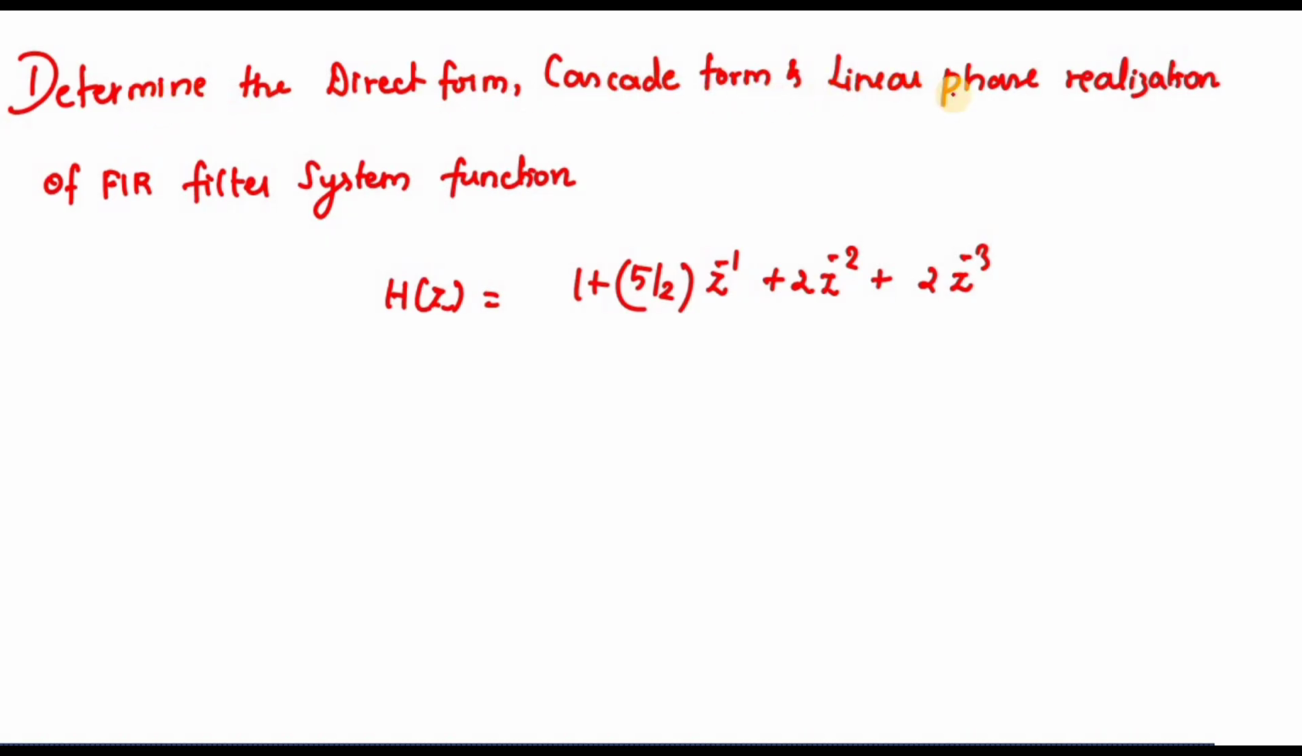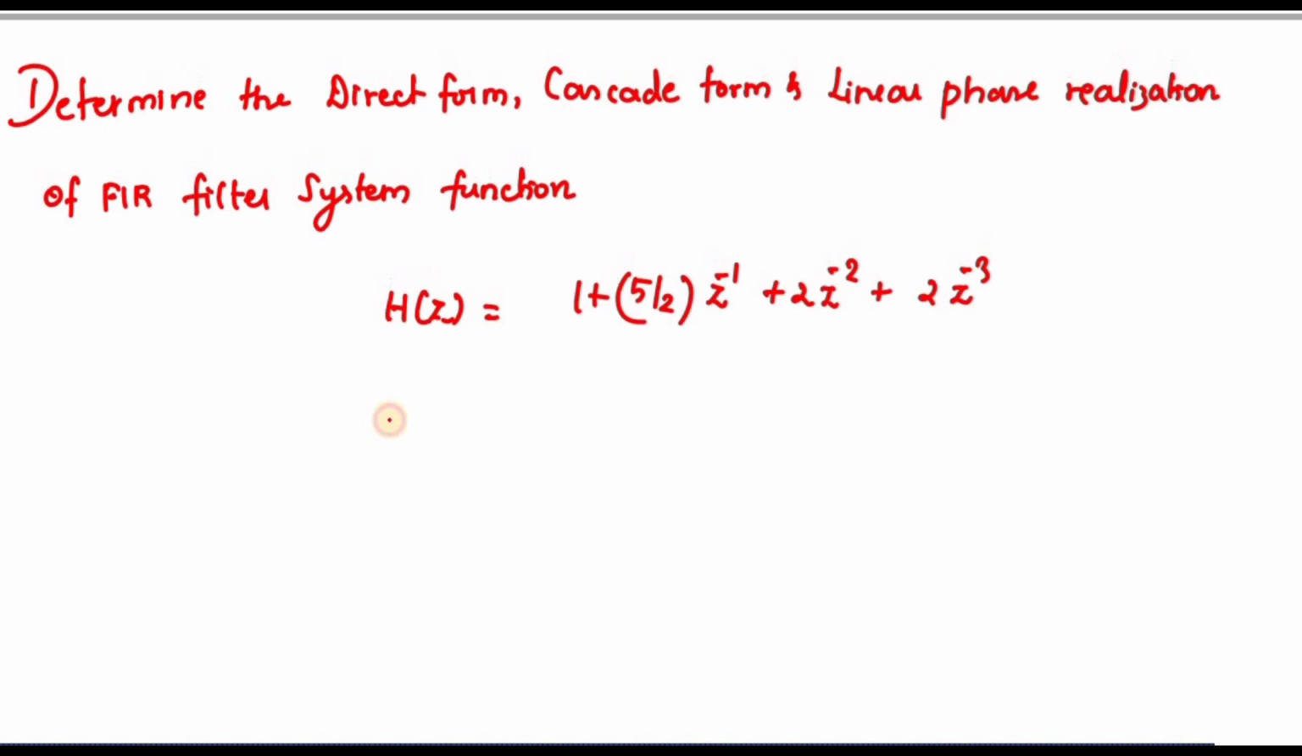In this video, we are going to discuss the problem on realization of FIR filter. The question is: determine the direct form, cascade form and linear phase realization of the FIR system function H(z) = 1 + 5/2 z^-1 + 2 z^-2 + 2 z^-3.